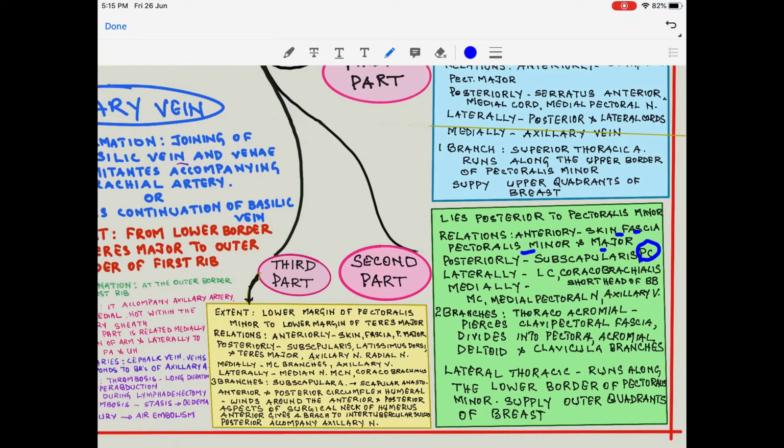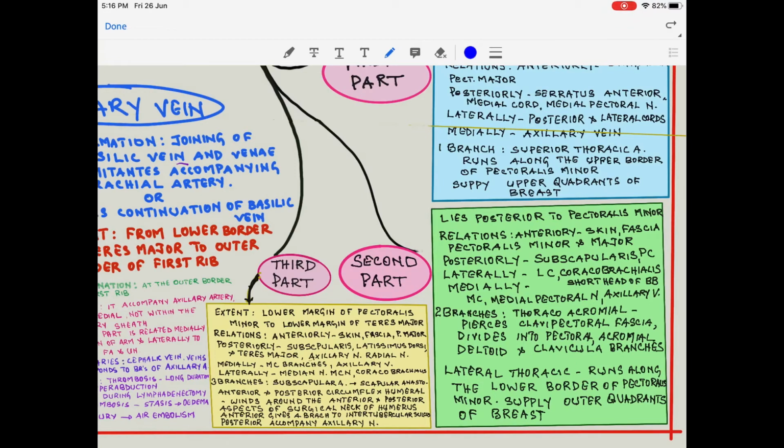Now there are two branches. The thoracoacromial artery, after piercing the clavipectoral fascia, comes out and then divides into four branches. The pectoral branch goes to the pectoral region, acromial towards the acromion, deltoid towards the deltoid, and clavicular branch towards the clavicle. So those are the four branches of the thoracoacromial artery.